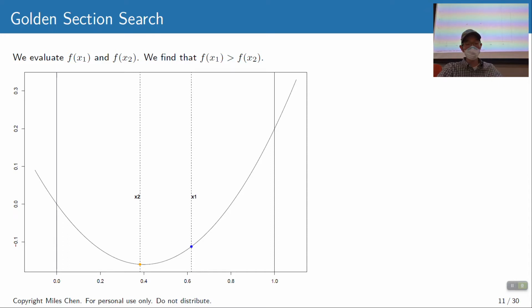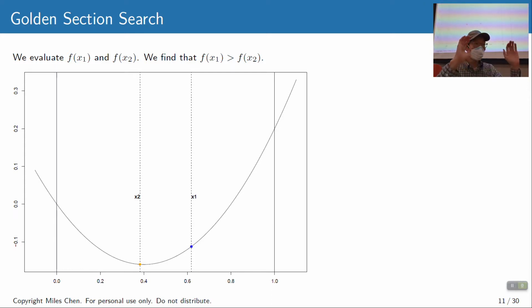I evaluate the function at x1, and I evaluate the function at x2. What I find is that the value of the function at x1 is greater than the value of the function at x2. Again, when we're doing this, we don't actually know what the function looks like inside the interval, but we do know the function at x1 is larger than the function at x2.